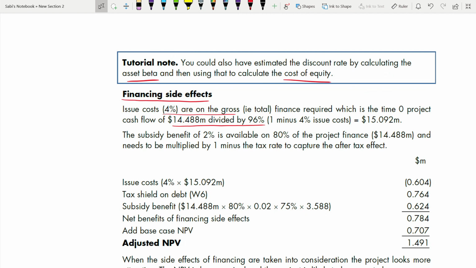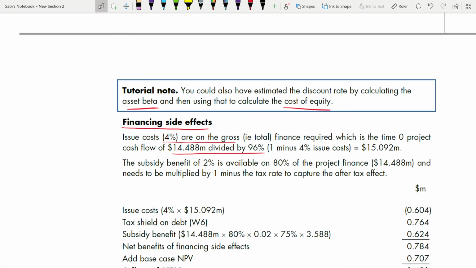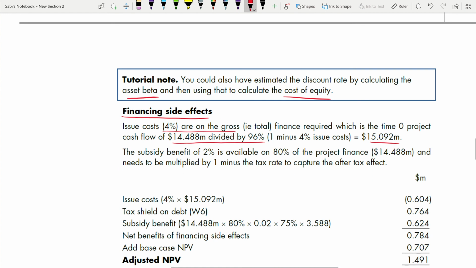So that is divided by 96, which is 1 minus the issue cost. Sorry, if the issue cost, let's say, was 5%, then it will be 100 minus 5, 95. Okay, so this is your finance side effect. Keep it. We are getting a subsidized loan, so there's a benefit for that. The subsidized benefit of 2% is available on 80% of the project finance.